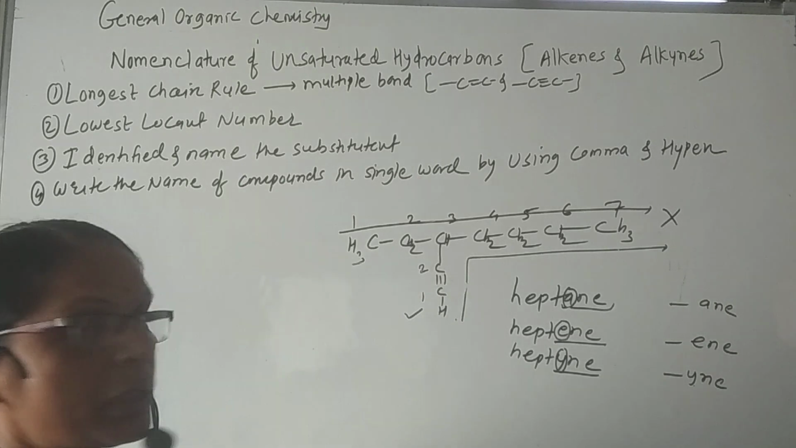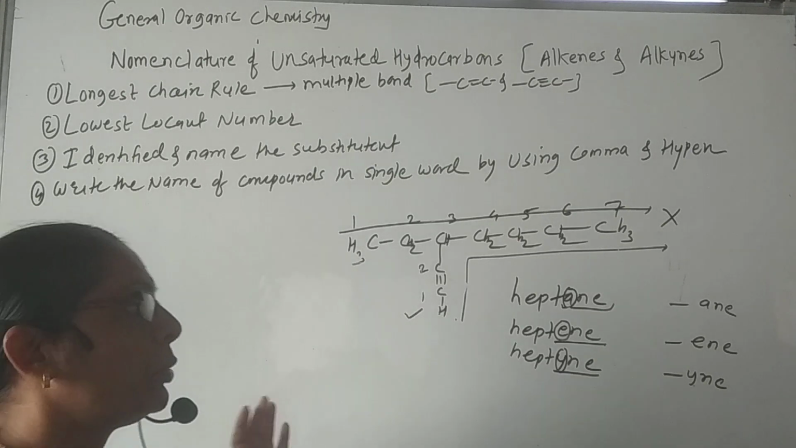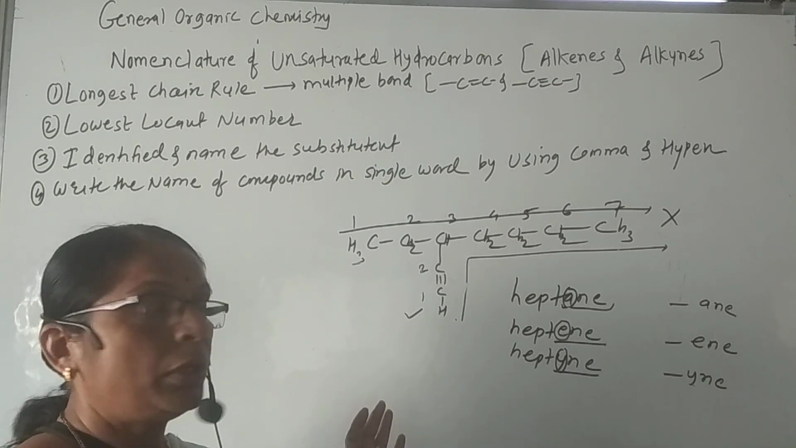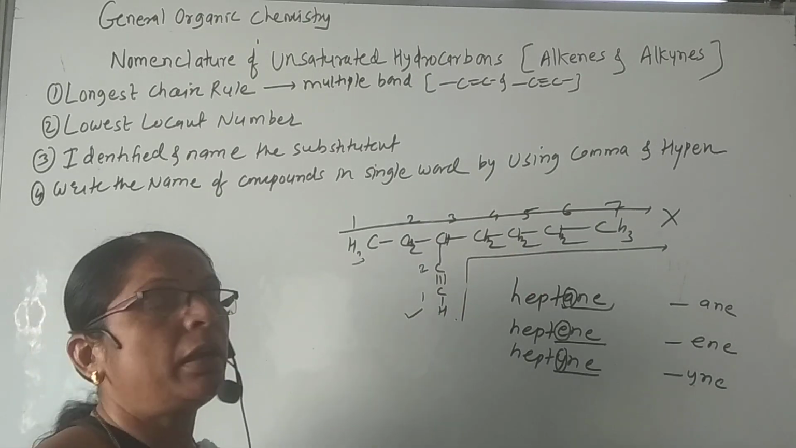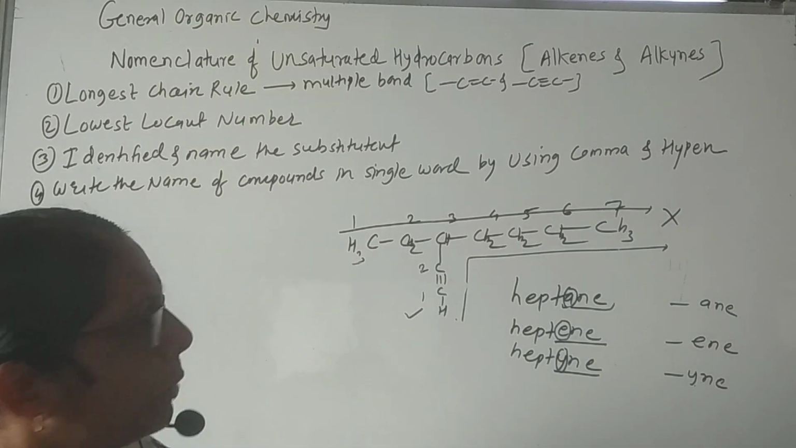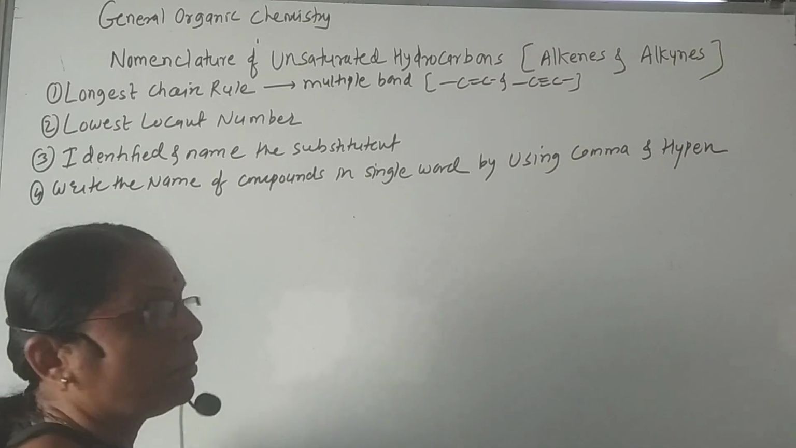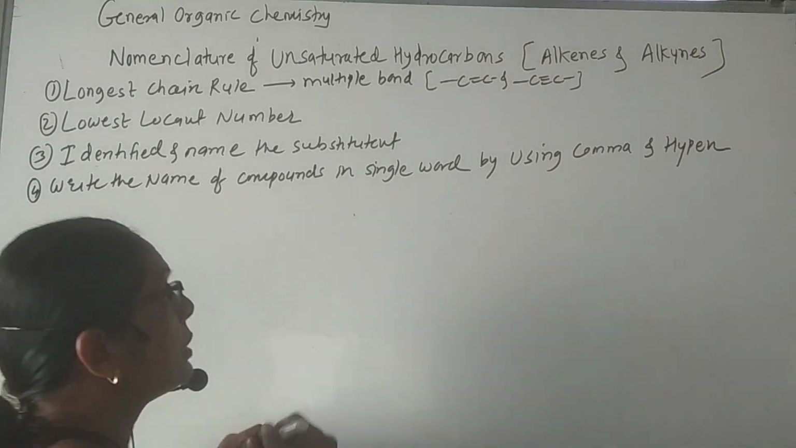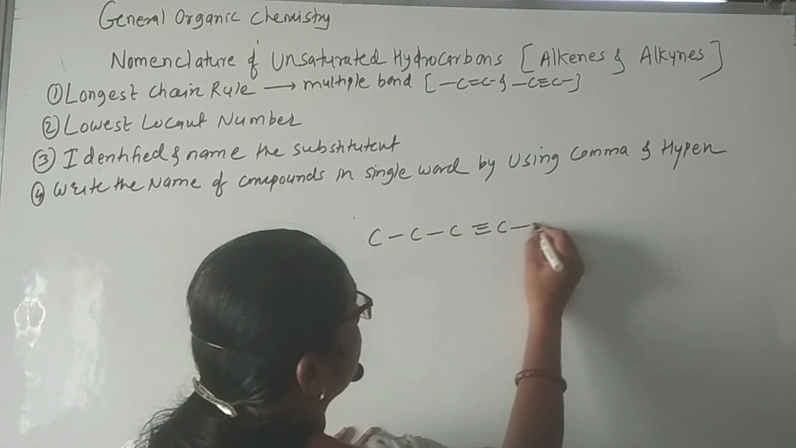The next rule is that now we have to give the numbering to the chain. Numbering is given in such a way that the multiple bond will get the least possible number. Now we have to give the numbering in such a way that the multiple bond will get the least possible number. Suppose we have an example like this way.